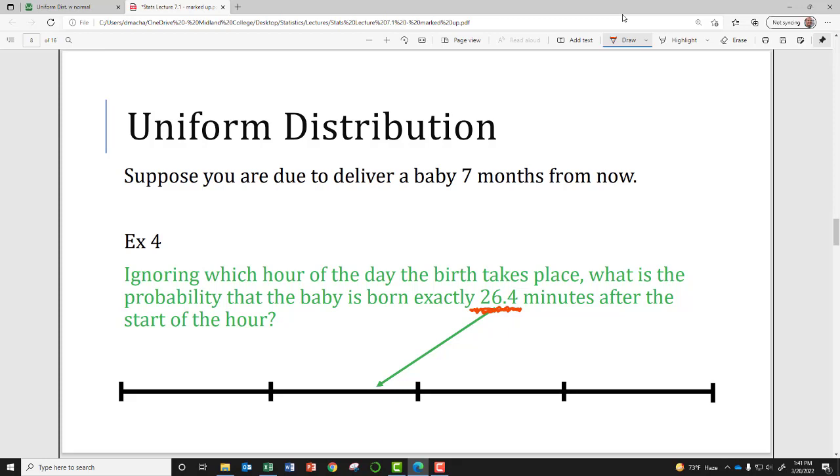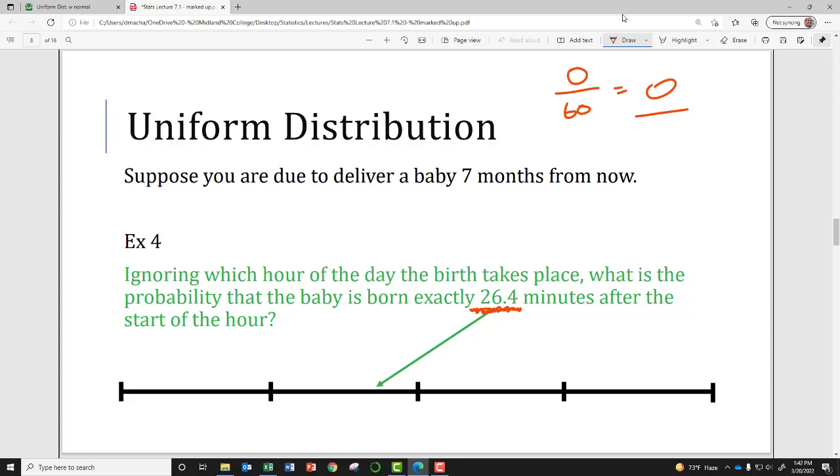Yeah, that was right. Okay, so ignoring which hour of the day the birth takes place, what is the probability that the baby is born exactly 26.4 minutes after the start of the hour? So 26.4 minutes is referring to this point right here on my number line. Well, what would be the width of that interval? It would be 0. And so actually the probability here is 0 that the baby is going to be born exactly 26.4 minutes after the start of the hour.